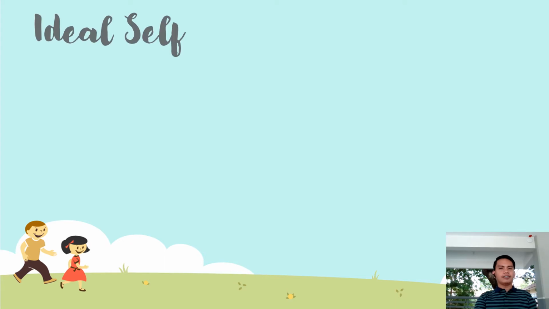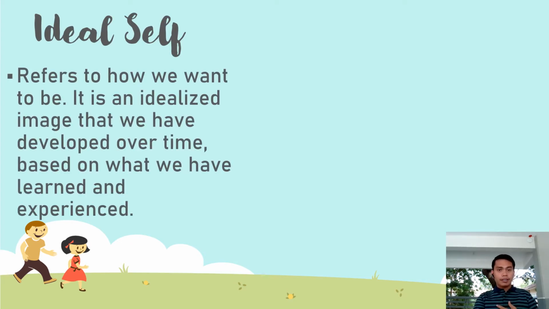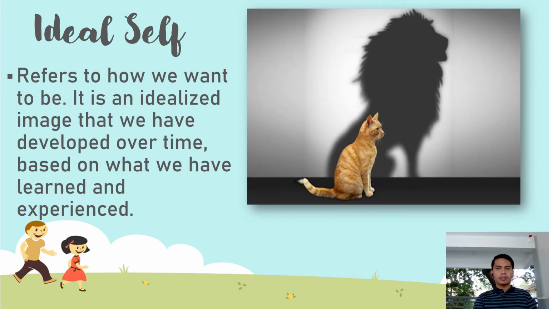The ideal self, on the other hand, refers to how we want to be. It is an idealized image that we have developed over time based on what we have learned and experienced. So the ideal self could include components of what our parents have taught us. It also includes what we admire in others, what our society promotes, and what we think is in our best interest. But a person's ideal self may not be consistent with what actually happens in life and the experiences of the person. Therefore, a difference may exist between a person's ideal self and his actual experience or his actual real self.